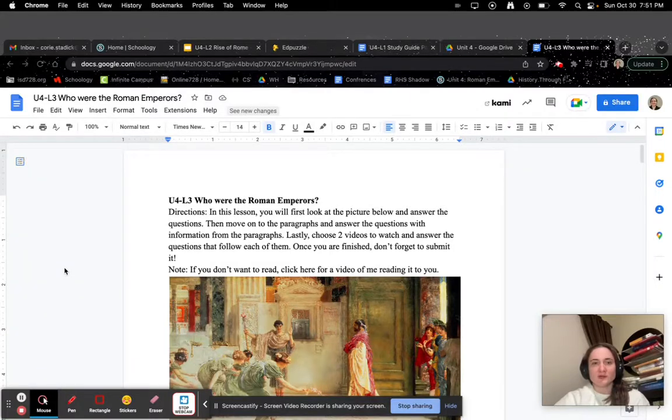Unit 4, Lesson 3. Who were the Roman emperors? Directions. In this lesson, you will first look at the picture below and answer the questions. Then move on to the paragraphs and answer the questions with information from the paragraphs. Lastly, choose two videos to watch and answer the questions that follow each of them. Once you are finished, don't forget to submit it.